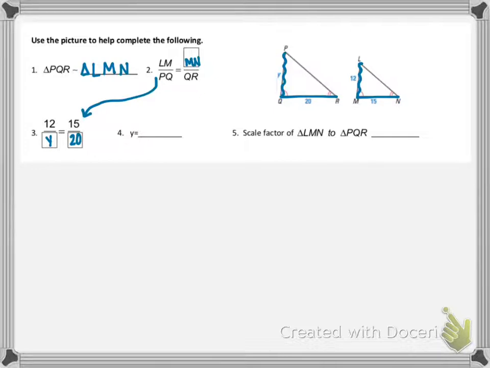So then when we're trying to solve for Y over here, I'm just going to cross multiply. I'm going to take Y times 15 and get 15Y. And I'm going to take 12 times 20 and get 240. And then I'm going to take 240 and divide it by 15 to get Y, and Y will equal 16. 16 right there.